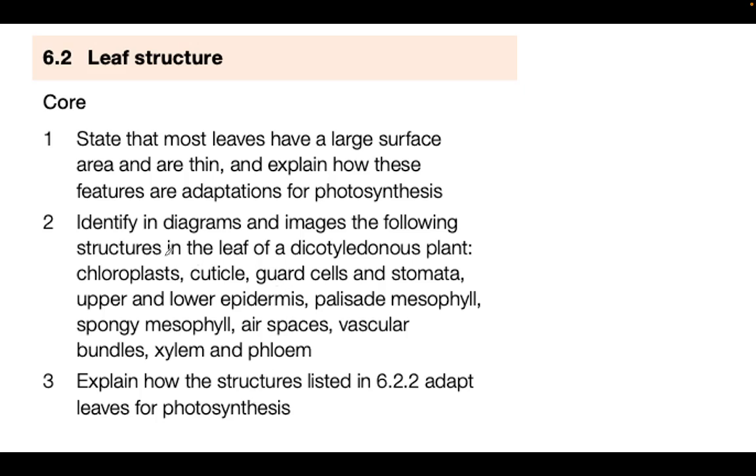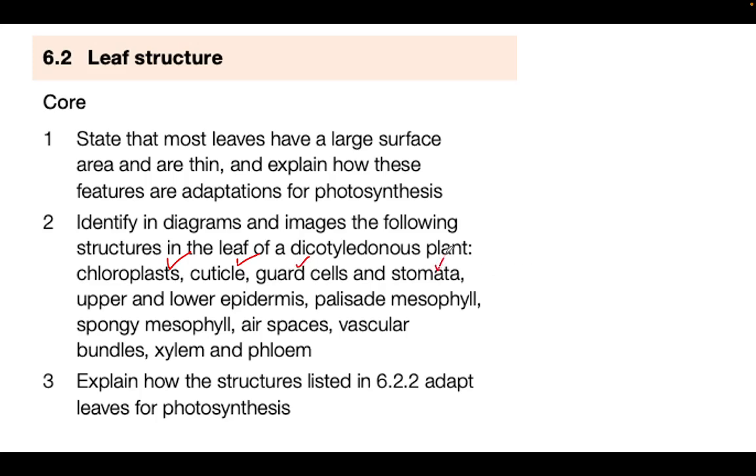This is another objective that we had to cover. Stating that most leaves have large surface area and are thin, and we should explain the features of adaptation for photosynthesis. We talked about the internal parts and everything. We saw chloroplast. Inside we have chlorophyll. Waxy cuticle, we saw that it prevents water loss. Guard cells, photosynthesis happens there because it has chloroplasts and it's open for stomata to be there.